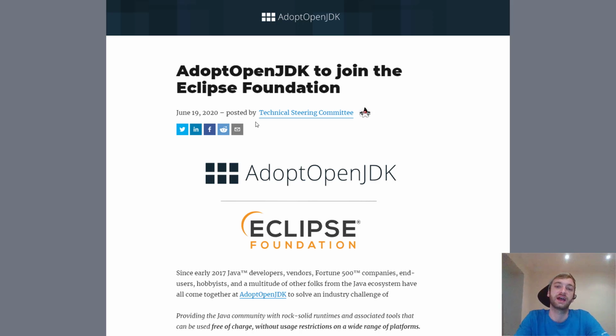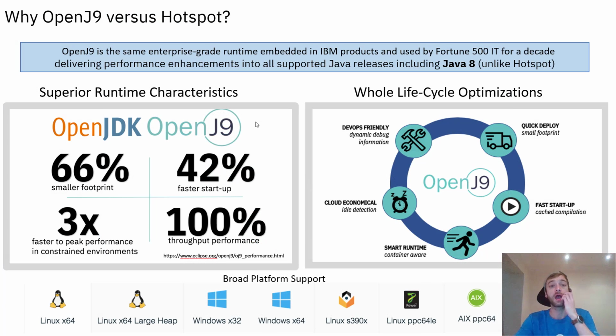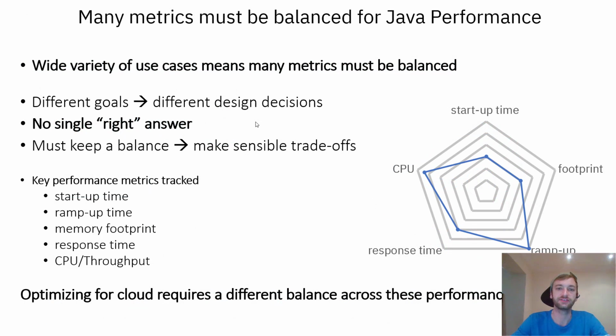The Eclipse Foundation has basically taken over, adopted OpenJDK, which is cool. So why OpenJ9 versus HotSpot? Again, footprint's a lot lower, faster startup time, and it's not just OpenLiberty. This is pretty much anything you run on this JVM, and it's got really good broad platform support, and I think it even has support for ARM architecture now as well.